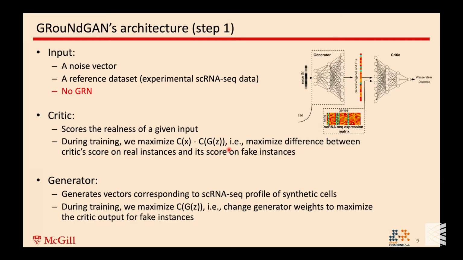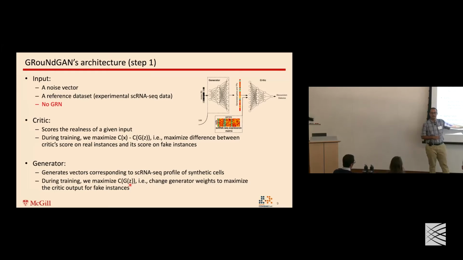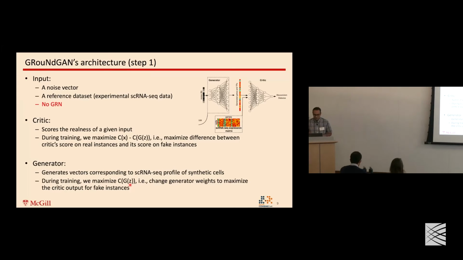On the other hand, the generator, which plays an adversarial role with that critic, tries to generate vectors corresponding to single-cell RNA-seq data. During the training, the weights of it are changed such that the score that the critic assigns to its output is very high, meaning that a very good critic thinks that its outputs are real. So this is the idea of the first step.